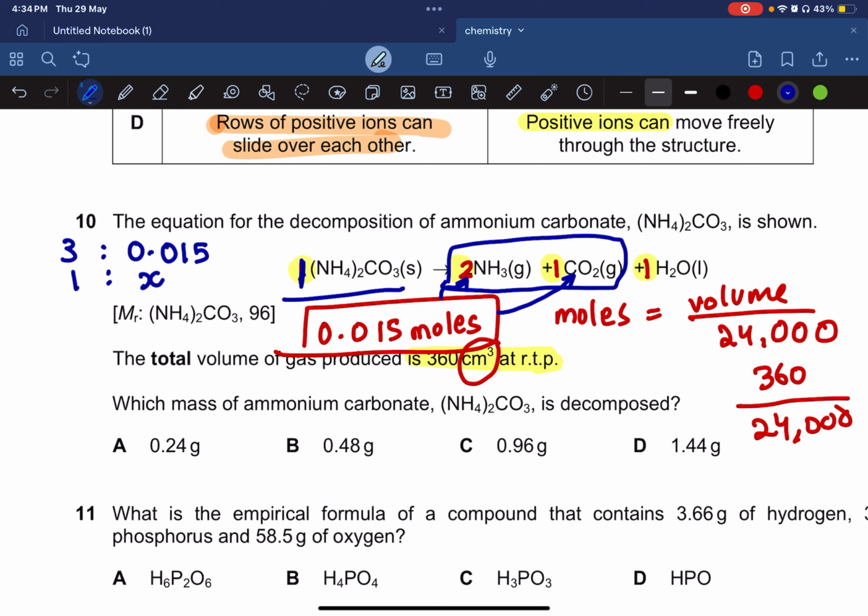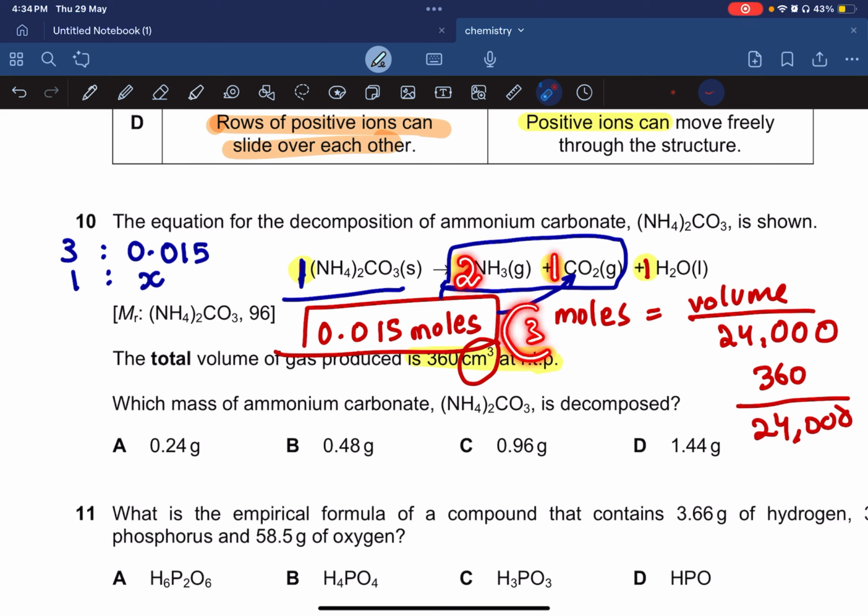Let me explain it again. I calculated the volume of the total gases as 360 cm cube, and my moles came out to be 0.015 moles of gases. Of 3 moles of gases, there are 2 different gases: 2 moles of this, 1 mole of this.